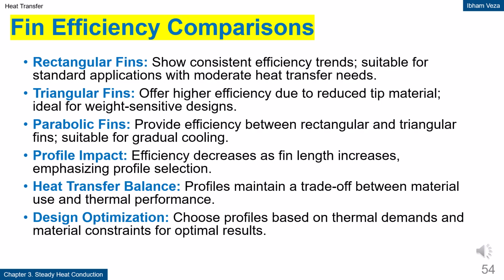Efficiency comparisons show that triangular fins are generally more efficient than rectangular fins for the same amount of material. Parabolic fins provide performance between the two. As fin length increases, efficiency tends to decrease because the tip region becomes less effective. Profile selection is a trade-off between thermal performance and material usage. This analysis helps determine the most optimal shape for a given application.